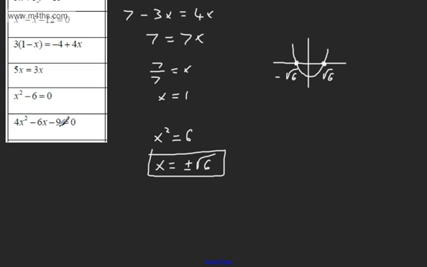Okay, this one here. We've got 4x squared minus 6x minus 9. We might want to try and factor that one. You're more than welcome to have a go at factoring it. I've got a feeling it will factor. If not, we can just use the quadratic formula.